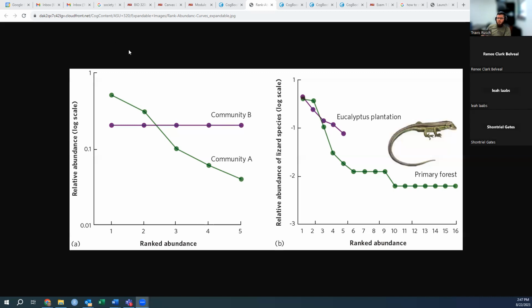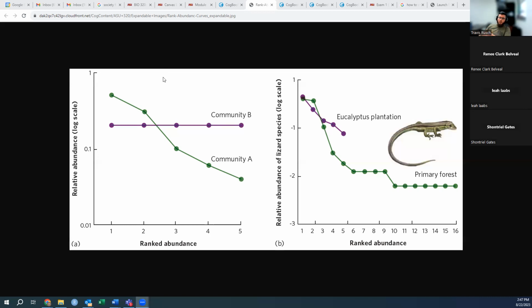Would it be community B because it's staying constant versus decreasing over time? Well, this is not time on the bottom. Remember, this is the ranking. So the highest ranking species has the highest relative abundance. So there's no change over time. It's just comparing different species within a community. Sorry, well, let's back up.